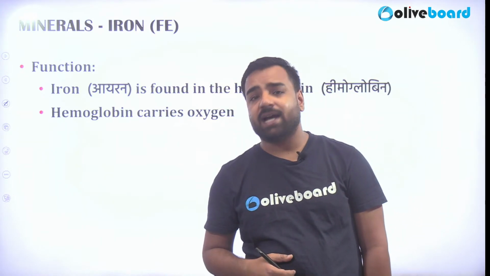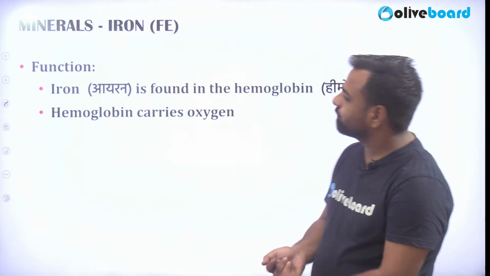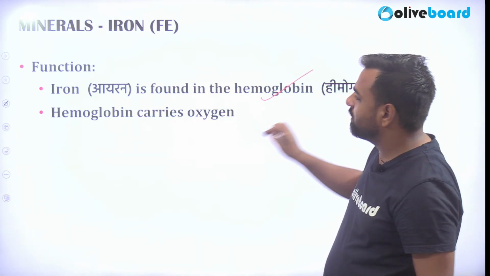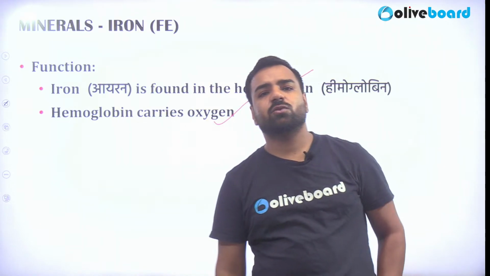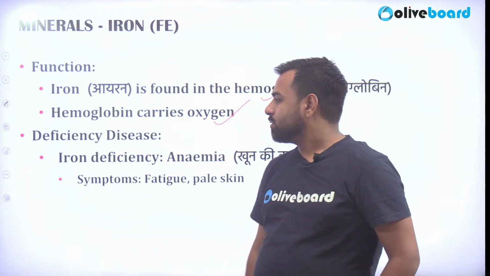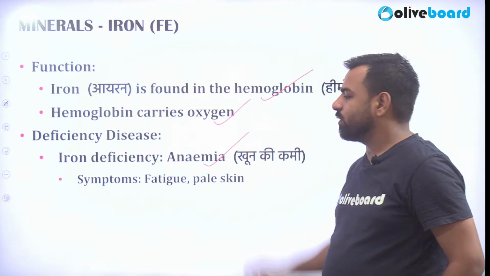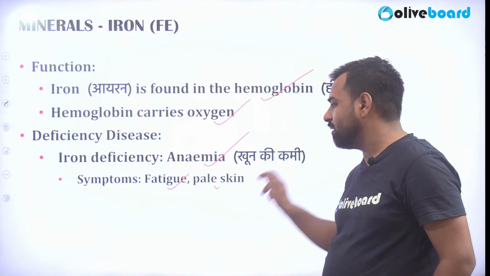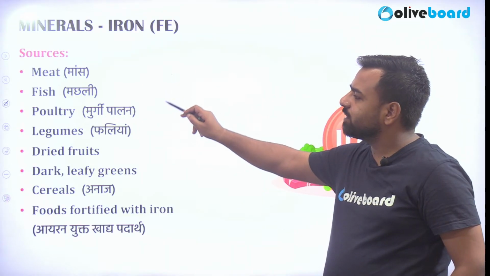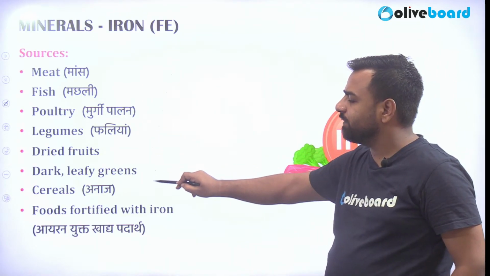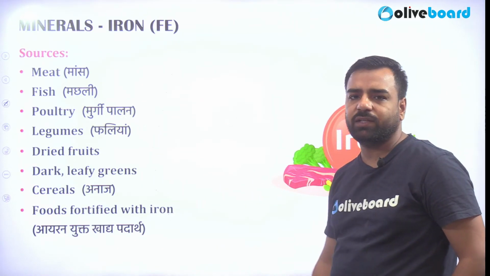So we'll start with iron first. Iron is found in hemoglobin, and hemoglobin carries oxygen. But if iron is lacking in our body, it leads to the issue known as anemia. So deficiency leads to anemia. And what are the symptoms? You will feel fatigue and pale skin will be there. Sources: meat, fish, poultry, legumes, dry fruits, green leafy vegetables, cereals, and foods fortified with iron.